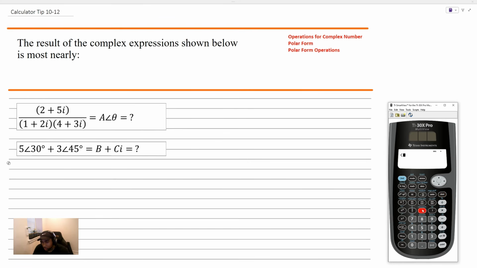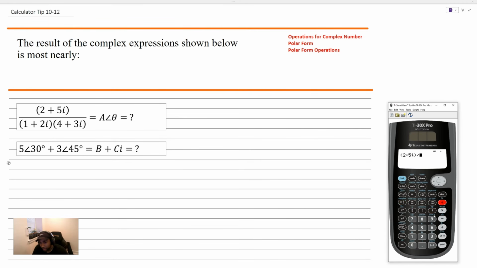Okay, so in order to have a complex number inside of the TI-36X Pro, you're going to click 2 plus 5, and there's an I variable right here. So you go ahead and click that 3 times, and you have your I. And it's as simple as that, right?